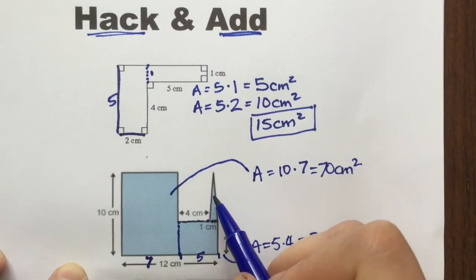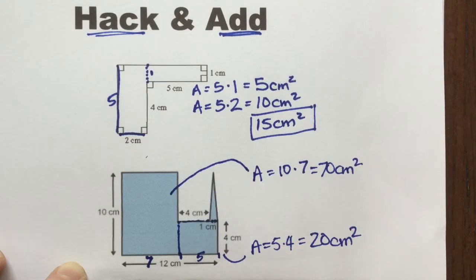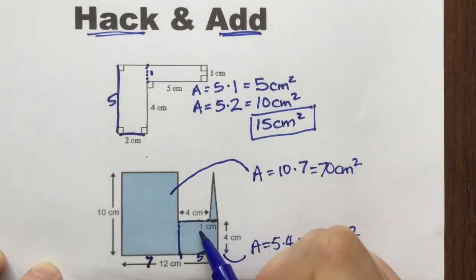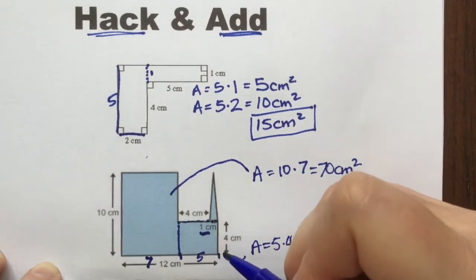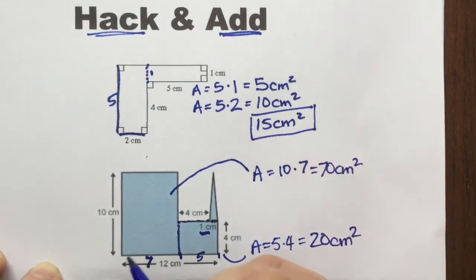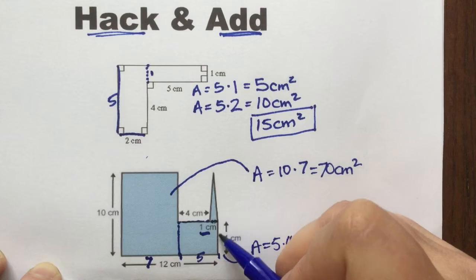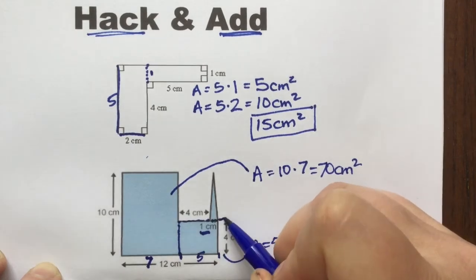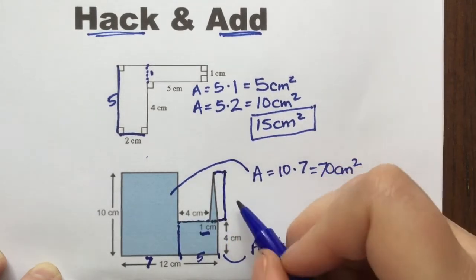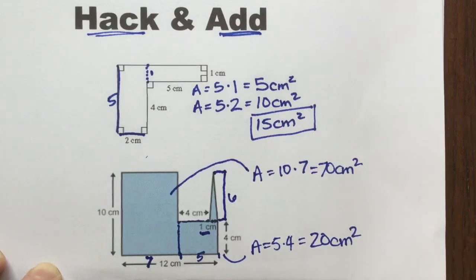My last one here is a triangle, and triangles are base times height divided by 2. I can tell that the base is 1 centimeter. Now the entire height of this should be the same as it is over here. It should be 10 tall. The rectangular part is 4, so that means that the height of my triangle is 6.